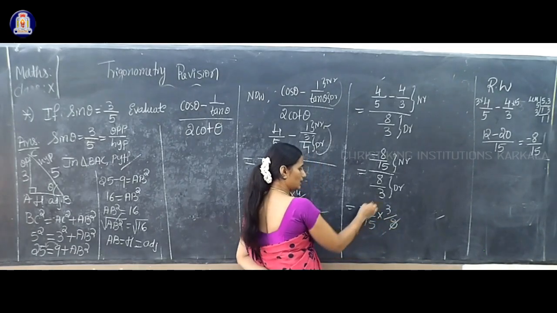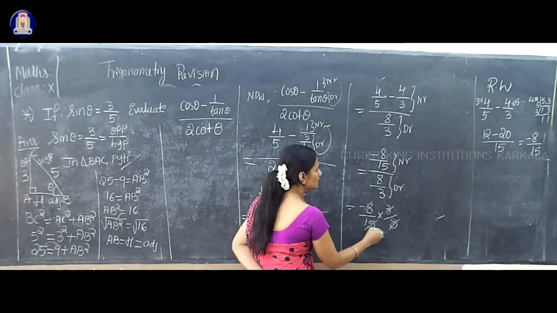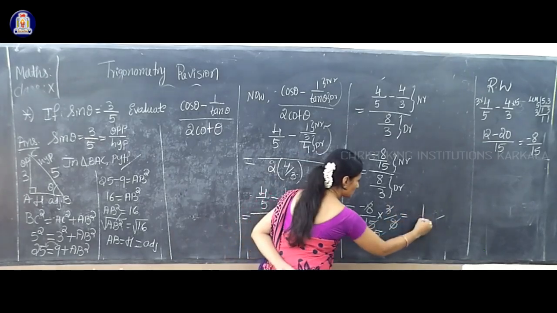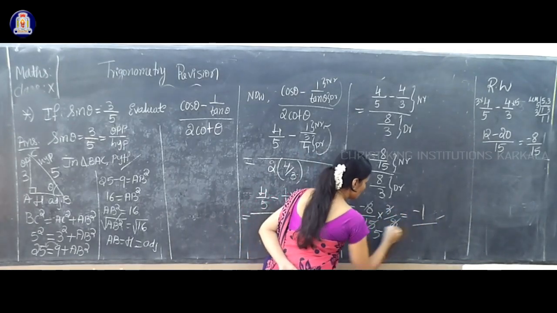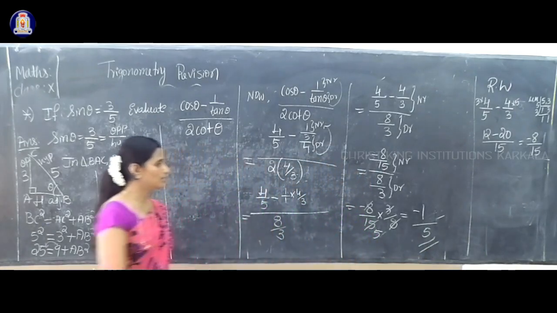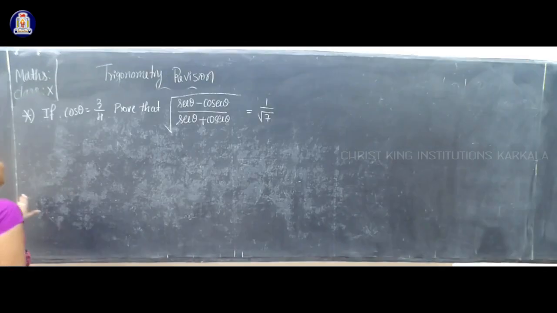So how much here? 8 and 8 cancel. 3 ones are 3, 5s are 15. So the answer is numerator cancel means it is 1, and what is the sign? Minus. Divided by it is 5. So the answer is minus 1 divided by 5.